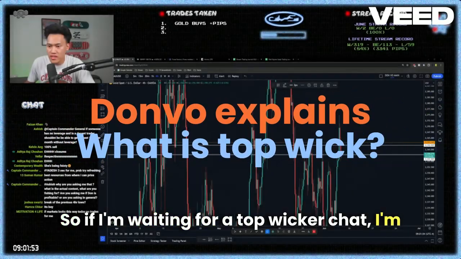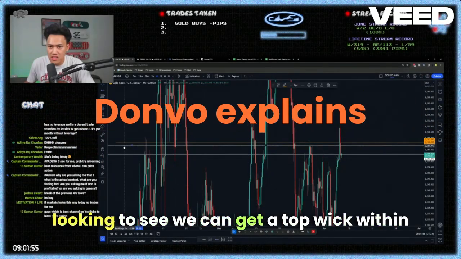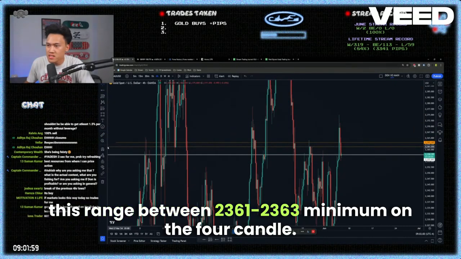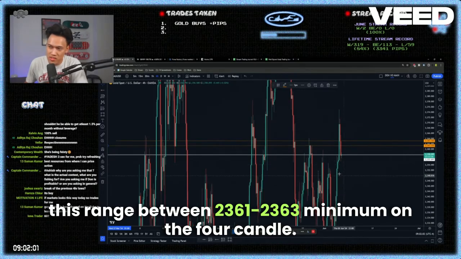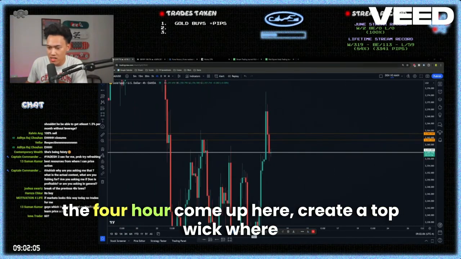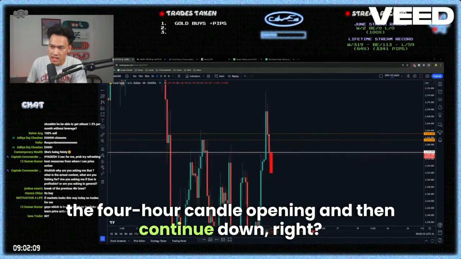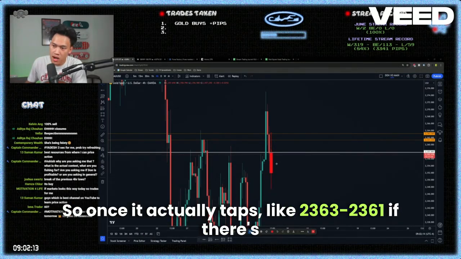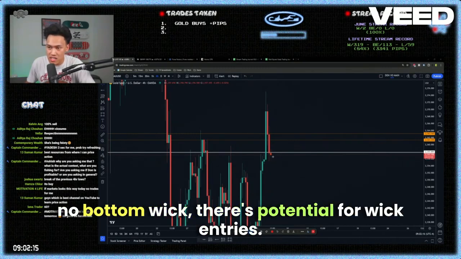So if I'm waiting for a top wick here, chat, I'm looking to see if we can get a top wick within this range, between 23.61 and 23.63 minimum on the 4 candle. What that means is I want to see the 4 candle come up here, create a top wick for the 4 candle opening, and then continue down, right? So once it actually taps 23.63, 23.61, if there's no bottom wick, there's potential for wick entries.